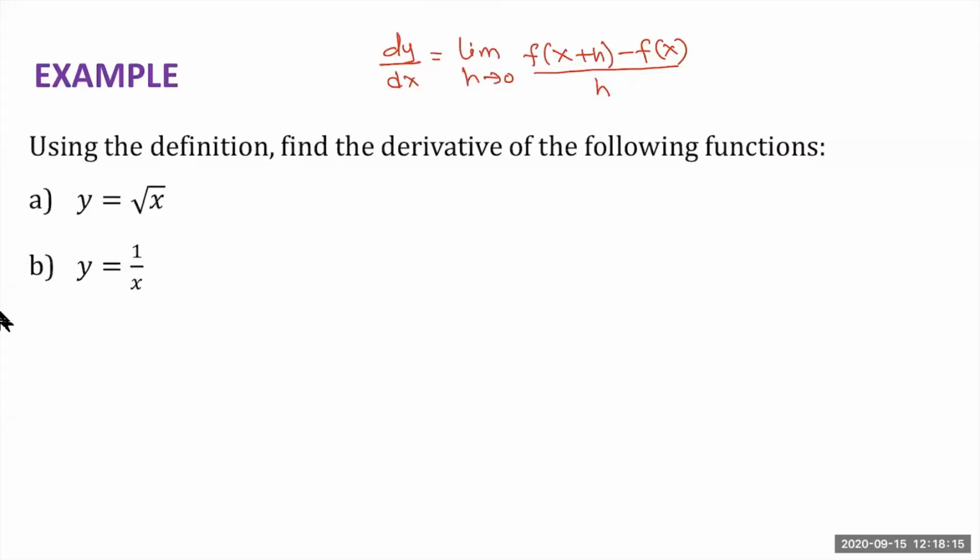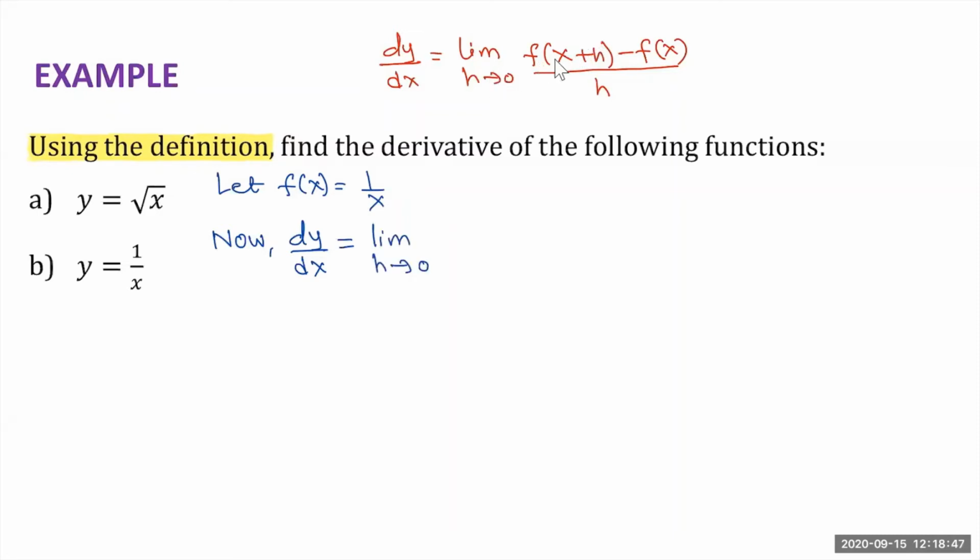Okay, now let's work on part B. In part B, my function is f of x equal to, y is equal to 1 over x. So my function is 1 over x. Now the derivative will be dy over dx is equal to, I'm using the definition here. So that is the limit as h approaches 0.